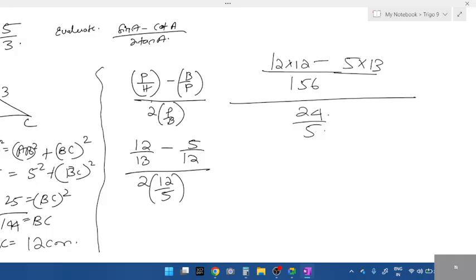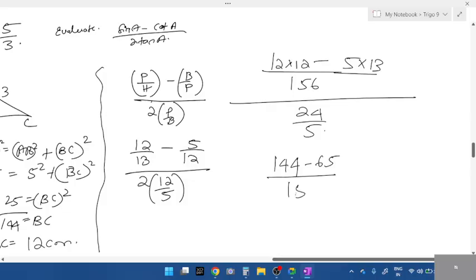Yes, students, is it tough? What's the value? 144 minus 65. How do you write this? Stop writing when there are two denominators. The second one, I have to write as 5 into 5 divided by 24. How much is 144 minus 65? 79 divided by 156 into 5 divided by 24.